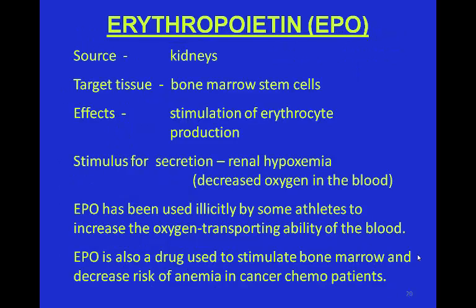The last hormone I want to talk about is a hormone from the kidneys. The hormone is called erythropoietin, or we commonly call it EPO. EPO is not only a hormone, but it's also a drug. It is used in people who are taking cancer chemotherapy sometimes to build up their red blood cells. It can also be used in individuals who have had kidney failure.